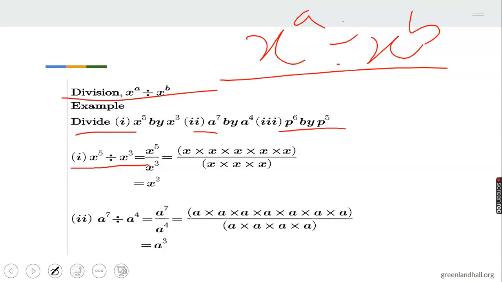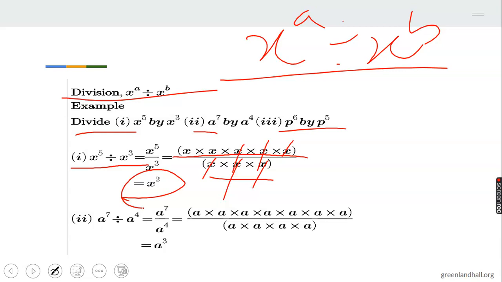Look at this, this line is our division line. x raised to power 5 at the top, while x to the power 3 at the bottom. By the time you cancel out, this cancels out, this cancels out, what you will be left with is x times x. And x times x equals x squared, or x raised to power 2.